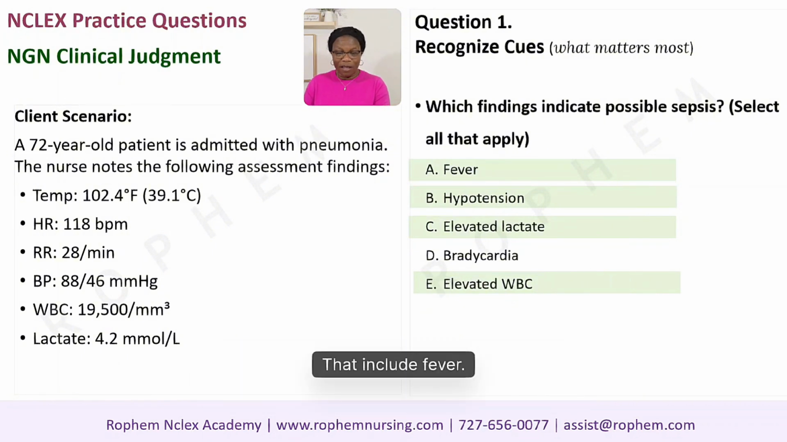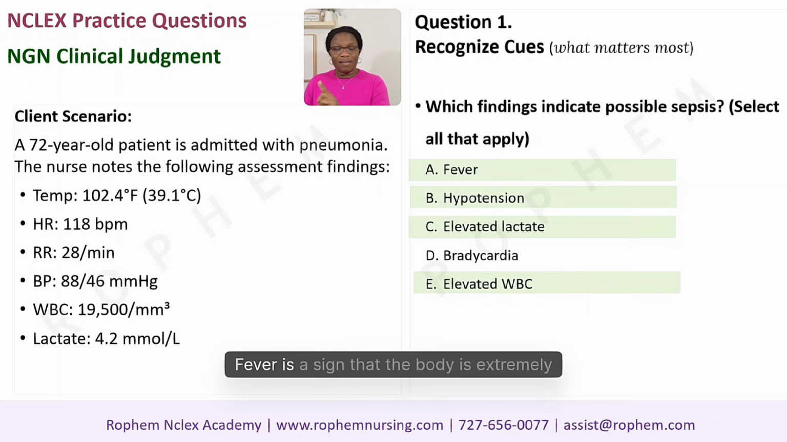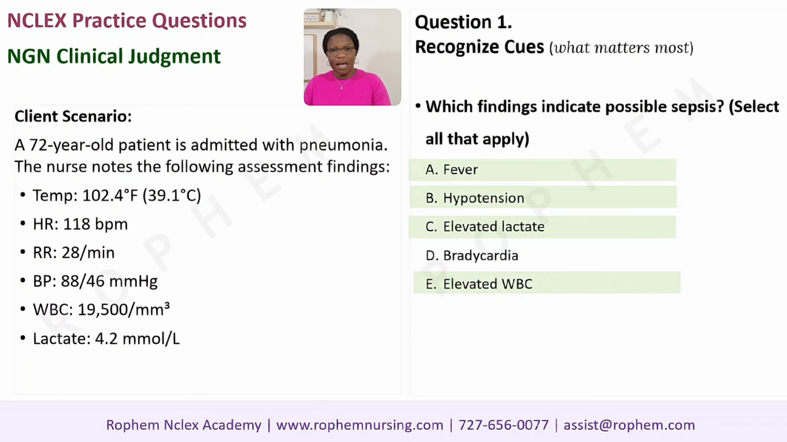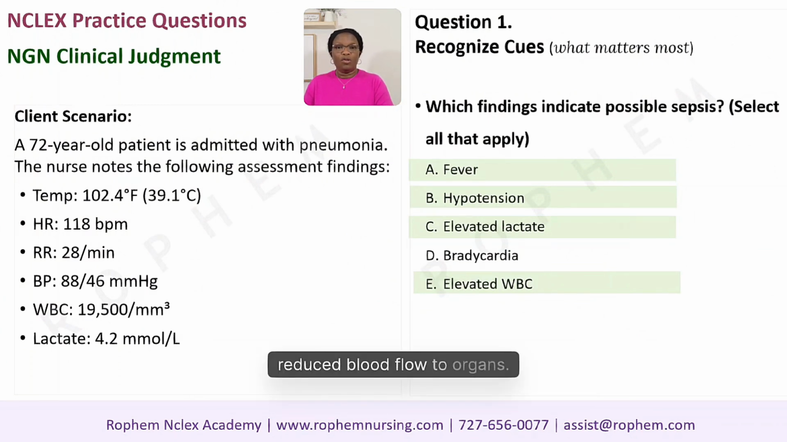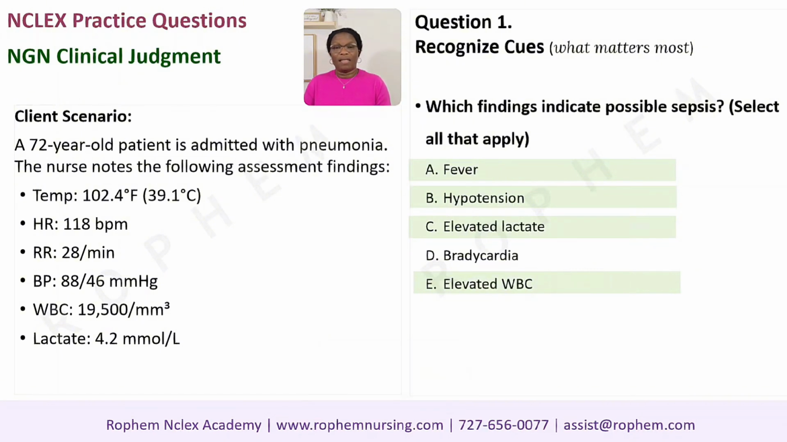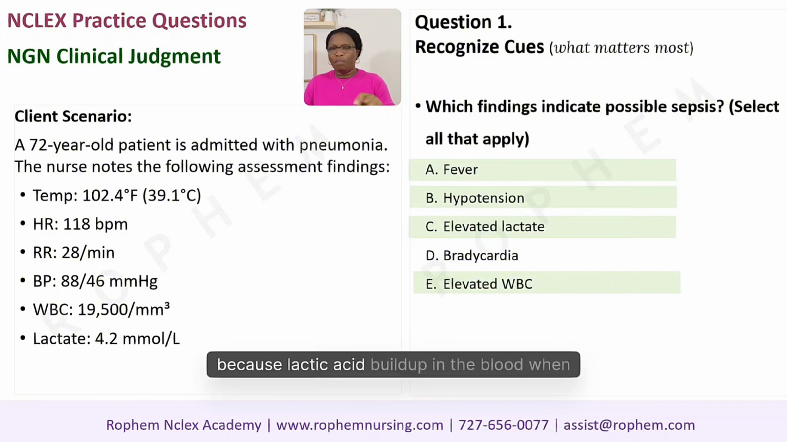That includes fever. Why is that? Fever is a sign that the body is fighting an infection and the immune system is overworking. Hypotension is due to dilation of blood vessels and reduced blood flow to organs. Elevated lactate, that's really, really important, because it is lactic acid buildup in the blood when cells don't have enough oxygen supply.